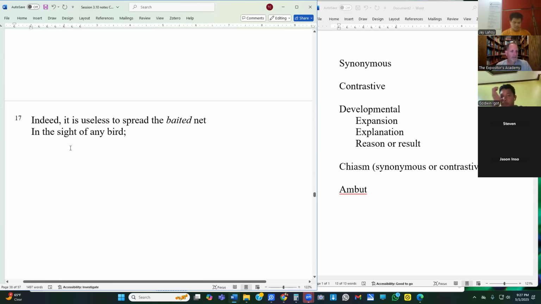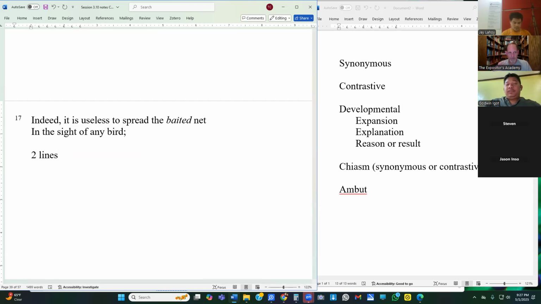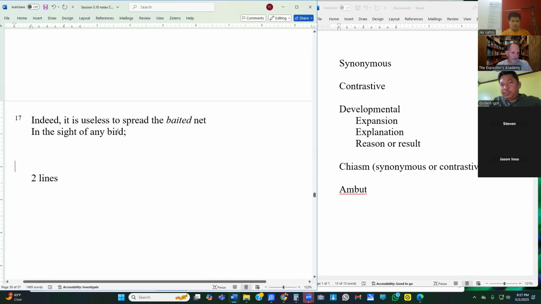All right. Verse 17, indeed it is useless to spread the baited net in the sight of any bird. Okay, there's 2 lines here, and we would see that if we compared the other translations. I won't do that. Now the question is, what kind of parallelism? Anybody have an idea? Doesn't look like synonymous, right? Here net and bird, those aren't really synonyms.